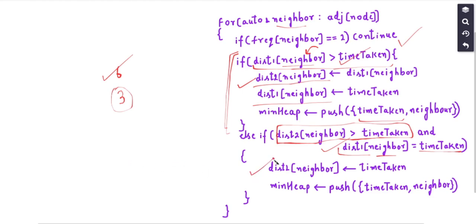And hence I update my distance 2 array with this current value, and I push this neighbor again into the priority queue. So I'm pushing a particular node twice so as to calculate the second minimum time or second minimum distance to reach that particular node.